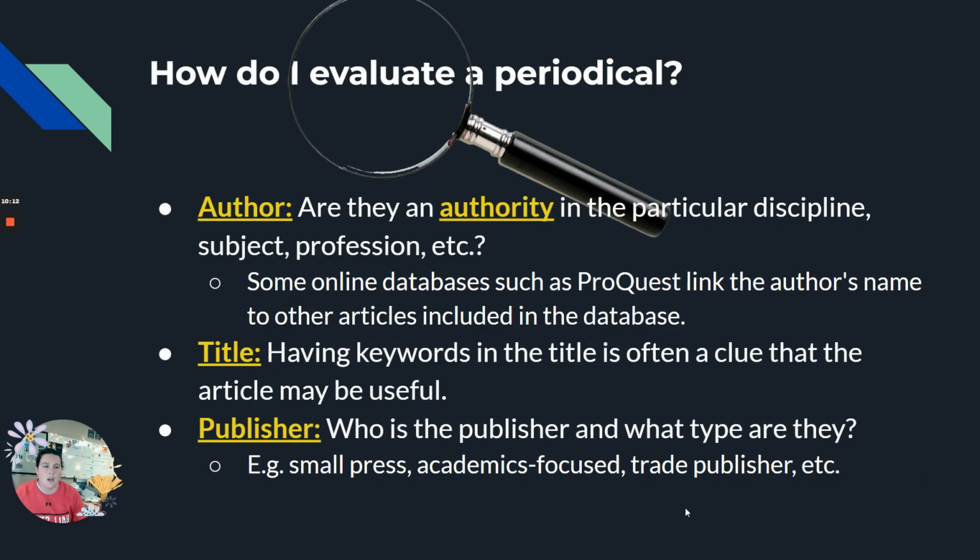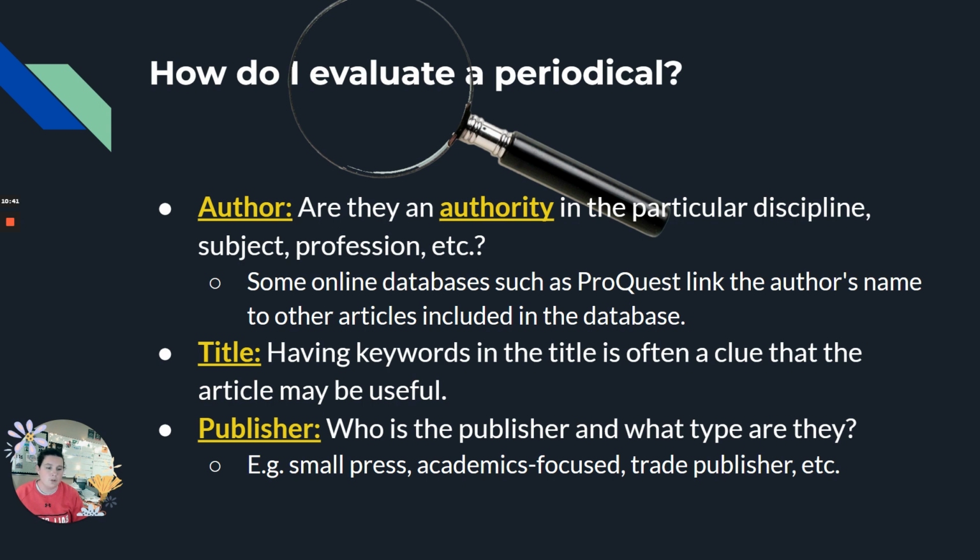All right. So how do I evaluate a periodical? That's one of the main things that you guys should do. Look for the author. Are they an authority on that particular subject or discipline, profession, whatever? Some online databases such as ProQuest are going to link to that author's name. So you can go click on that and see what other articles or things that they've published that might be in that database. Always look at the title. They should have keywords. That can kind of give you a clue, of course, of what's in the article and whether or not it'll be useful.